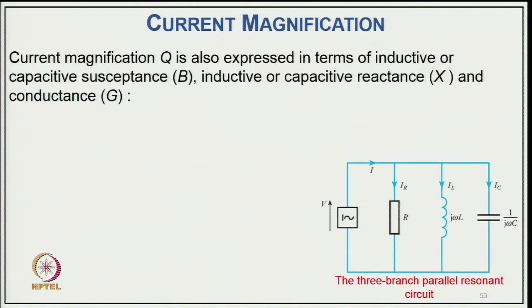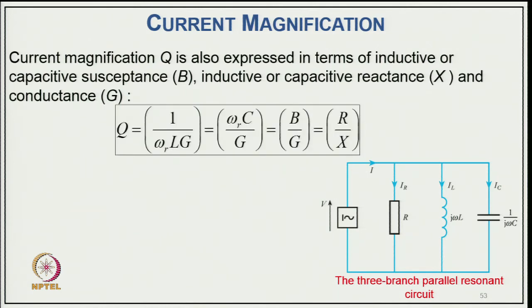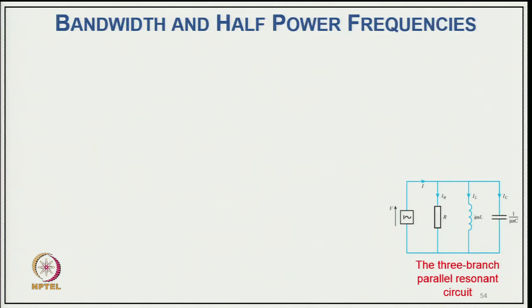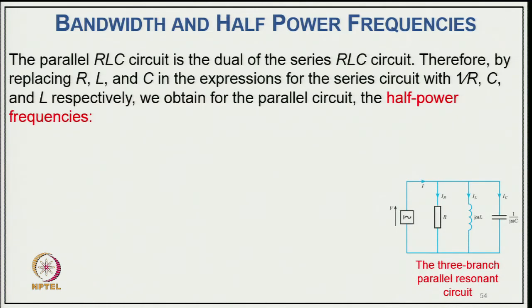So, we can say current magnification Q is also expressed in terms of inductive or capacitive susceptances, inductive or capacitive reactances and conductance. So, Q equal to 1 upon omega R L G, or omega R C upon G, or equal to B upon G, or R upon X. By substituting omega R equal to 1 upon under root L C in Q, we can say Q equal to 1 upon G under root C upon L, or equal to R under root C upon L. So, we can say the parallel RLC circuit is the dual of the series RLC circuit.